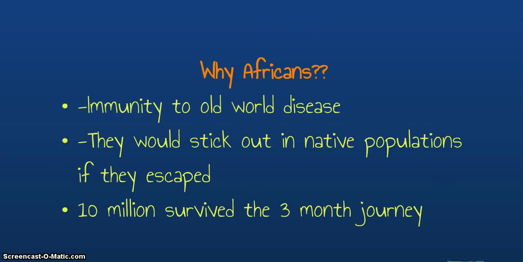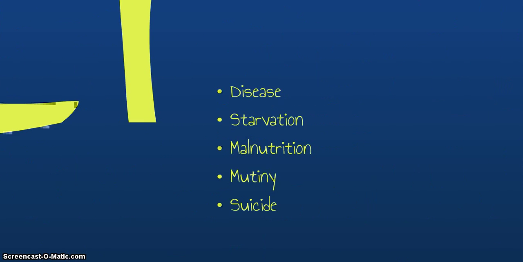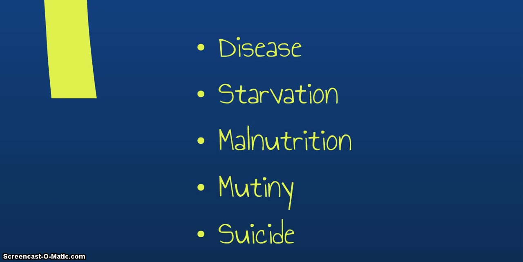Why Africans? Well, they had immunity to old world diseases, meaning they wouldn't die easily. They would stick out in native populations if they escaped, so if they did escape, it would be easy to catch them again, and many of them survived the 3-month journey from Africa to the New World. Some of the end results were disease, starvation, malnutrition, mutiny, and suicide on the part of the slaves. And again, the whole fact that you're not being treated like a human being and you're forced to work against your will with no money.